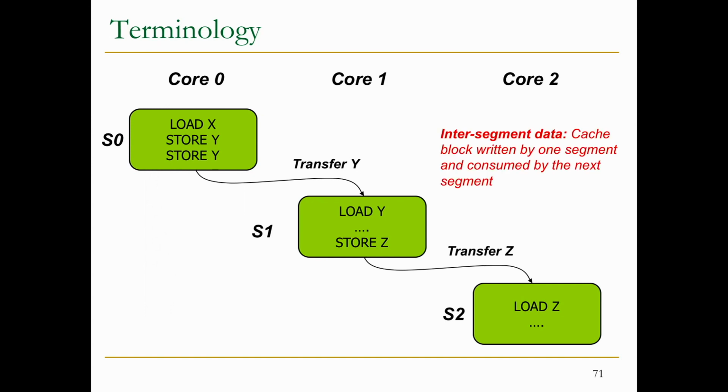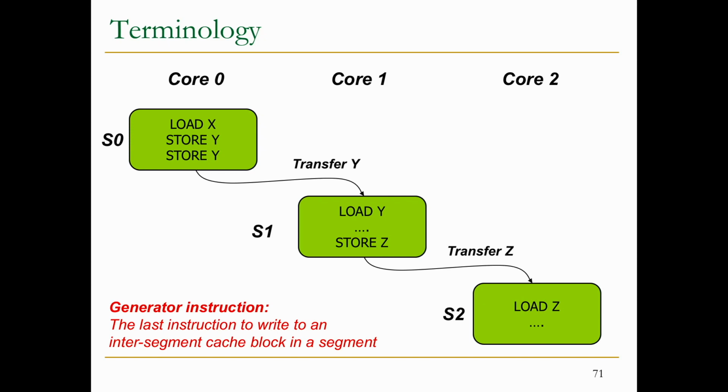So let me give you some terminology first. Basically, this is called inter-segment data. You have some cache block written by one segment and consumed by the next segment, or consumed by some segment later, right? It could actually potentially be consumed by multiple segments, but right now we're looking at this model. So in this case, the inter-segment data is the cache block that's housing y and the cache block that's housing z.